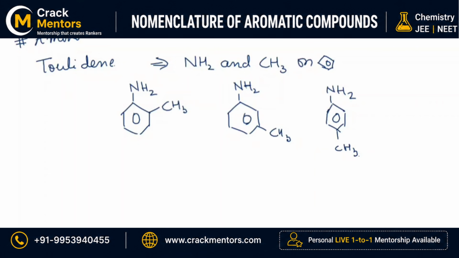Now you tell me, I have told you NH2 and CH3 combination on benzene is toluidine. So what will be its name? Its name will be O-toluidine, right? What will be this? This relation is meta, so it will be M-toluidine, right? This relation is NH2 and CH3 at para, so it is P-toluidine. These are the names of this compound, okay?